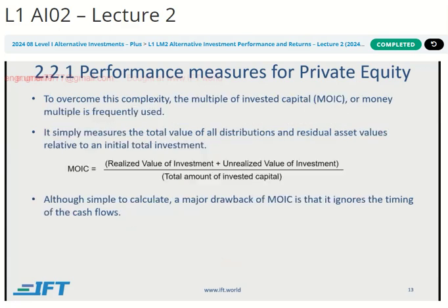That brings us to the second method, which is multiple of invested capital. And what I really like about this is that it takes into account the unrealized value of the investment. Is this the perfect method? No. Does it have limitations? Yes. But does it take care of that huge limitation that IRR had, that it was ignoring the unrealized value? Yes.